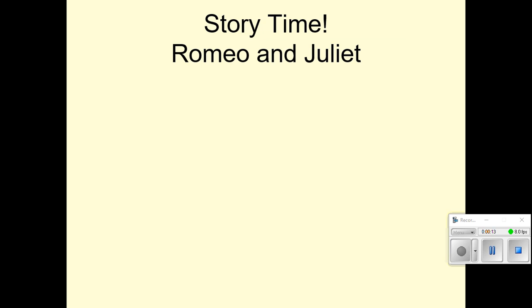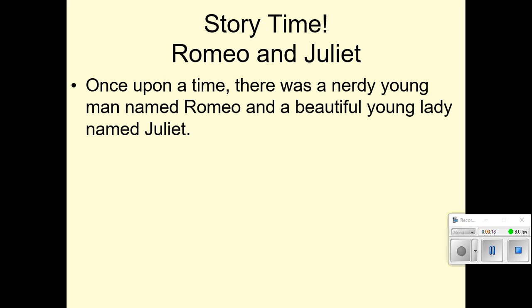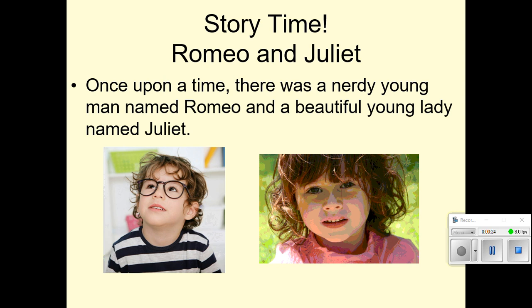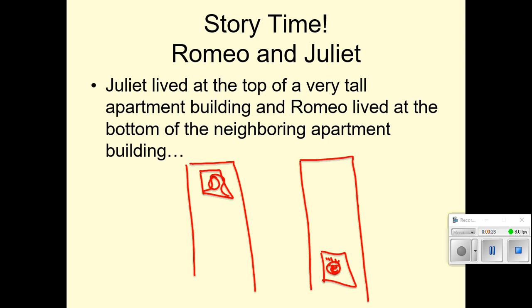Story time, Romeo and Juliet. Once upon a time, there was a nerdy young man named Romeo and a beautiful young lady named Juliet. Juliet lived at the top of a very tall apartment building, and Romeo lived at the bottom of the neighboring apartment building.